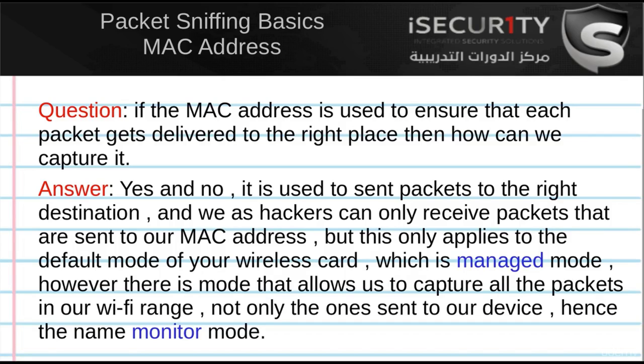Now we know that the MAC address is used to make sure that the packet goes in the right direction. Each packet has a source MAC and a destination MAC, and it flows from the device that has the source MAC to the device that has the destination MAC. This is how wireless cards work in the default mode.